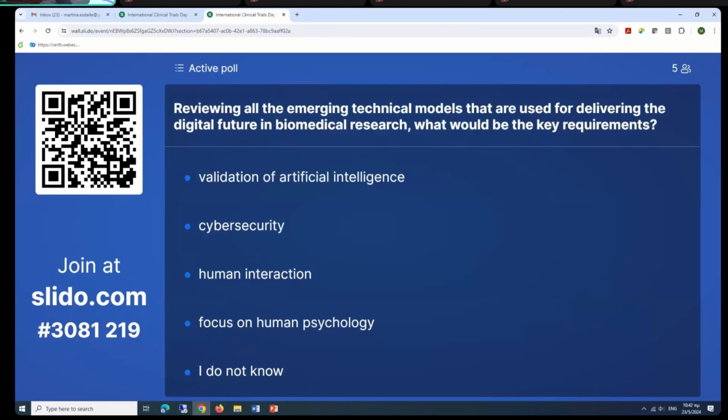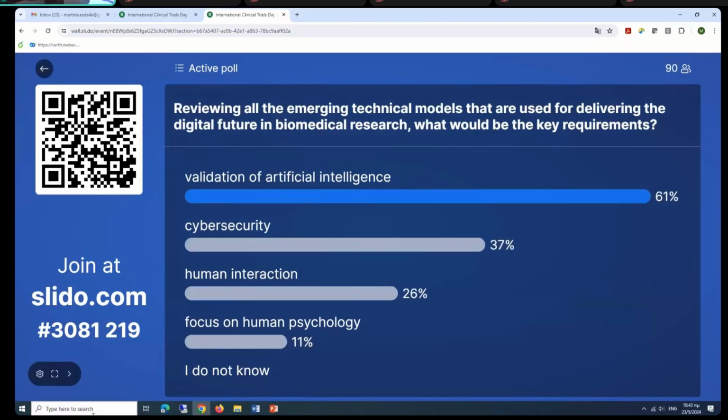Now, the final question in this session. Reviewing all the emerging technical models that are used for delivering the digital future in biomedical research, what would be the key requirements? Validation of artificial intelligence, cybersecurity, human interaction, focus on human psychology, or I do not know, and you can start voting now.